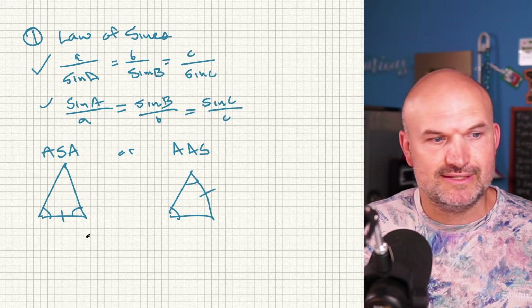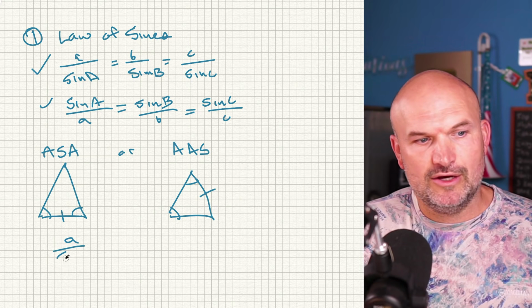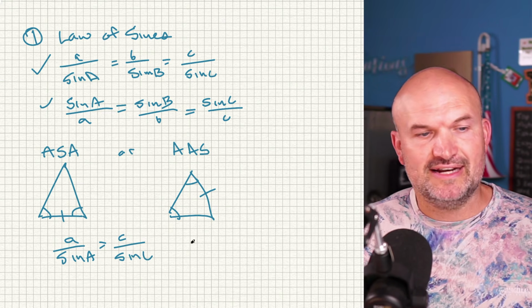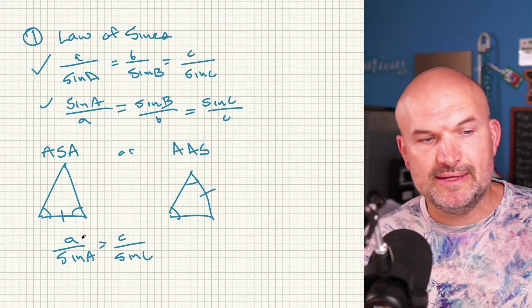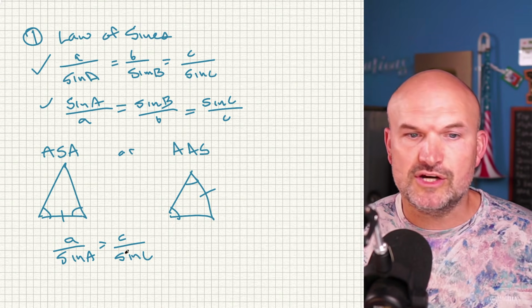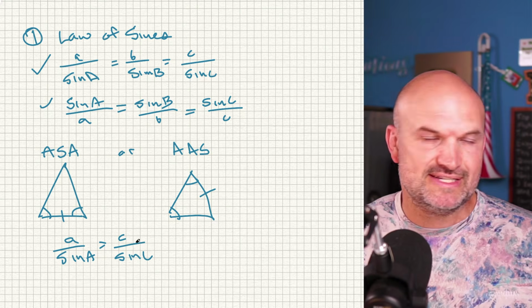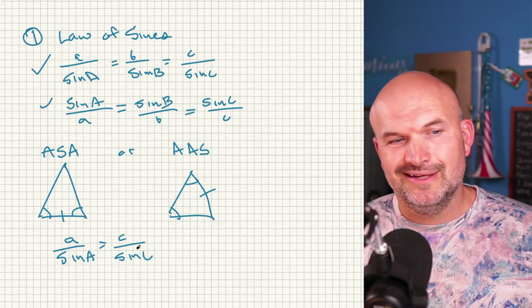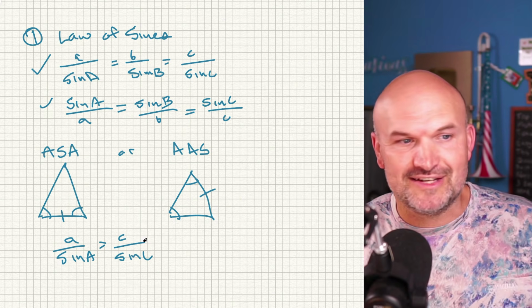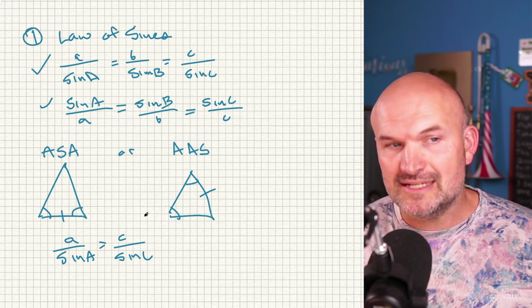So like, for instance, it would be a over sine of A equals c over sine of C. And typically what you're going to have is 3 pieces of information, and you're going to have 1 unknown, and then you can just go ahead and solve for it. It's pretty straightforward, pretty basic. Once you get through some examples, you kind of realize the law of sines is actually one of probably your favorite formulas to remember and apply.